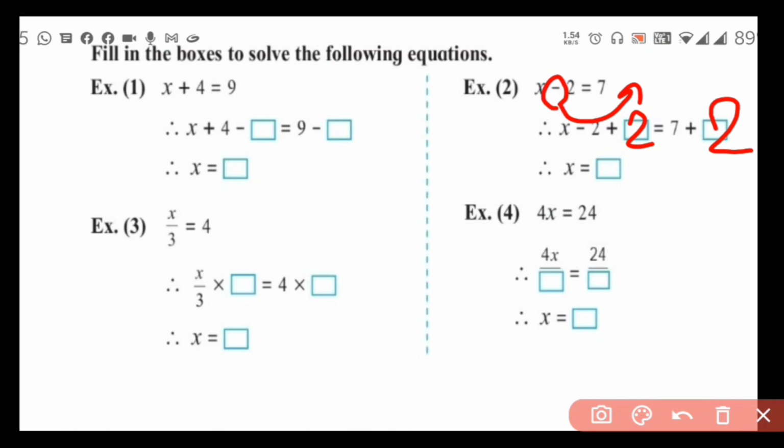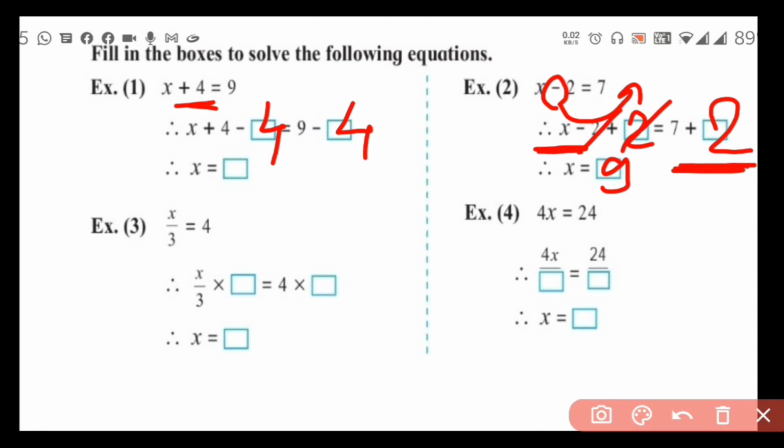In the first sum, it was plus 4, that's why we subtracted 4 from both the sides. Here, minus 2 is there, that's why we have to add 2 on both the sides. We have to perform exactly the opposite operation, that we have to remember always. So here, minus 2 plus 2 gets cancelled, only x is remaining, and on the right hand side we have 7 plus 2, which is 9. X is equal to 9. In this way we get the solution of the equation of the second sum.